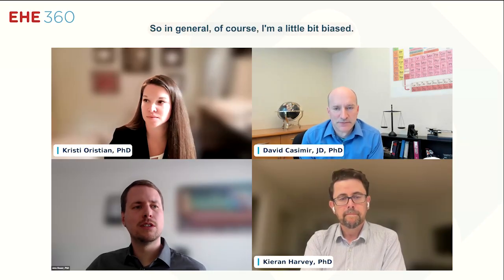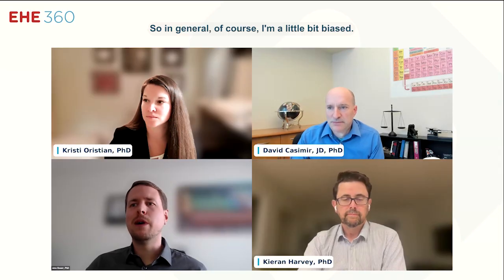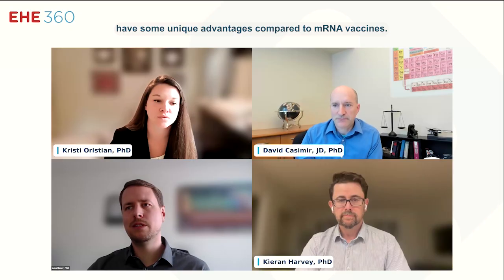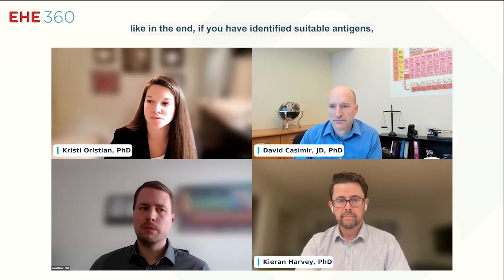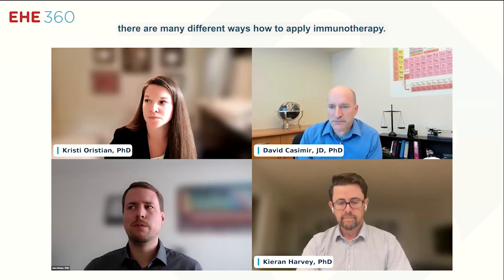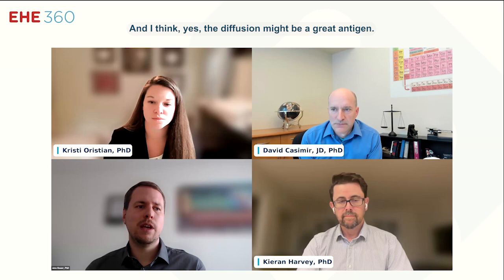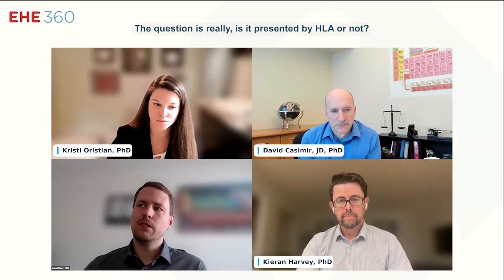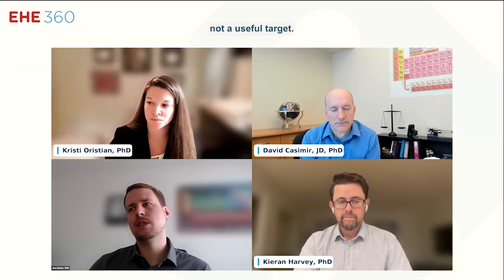Yeah, thank you for the question. In general, of course, I'm a little bit biased, but I think that peptide vaccines have some unique advantages compared to mRNA vaccines. However, both are viable options. In the end, if you have identified suitable antigens, there are many different ways to apply immunotherapy. And I think yes, the fusion might be a great antigen. The question is really, is it presented by HLA or not? If it's not presented by the tumors and we cannot identify it in immunopeptidomics, then it's not a useful target.